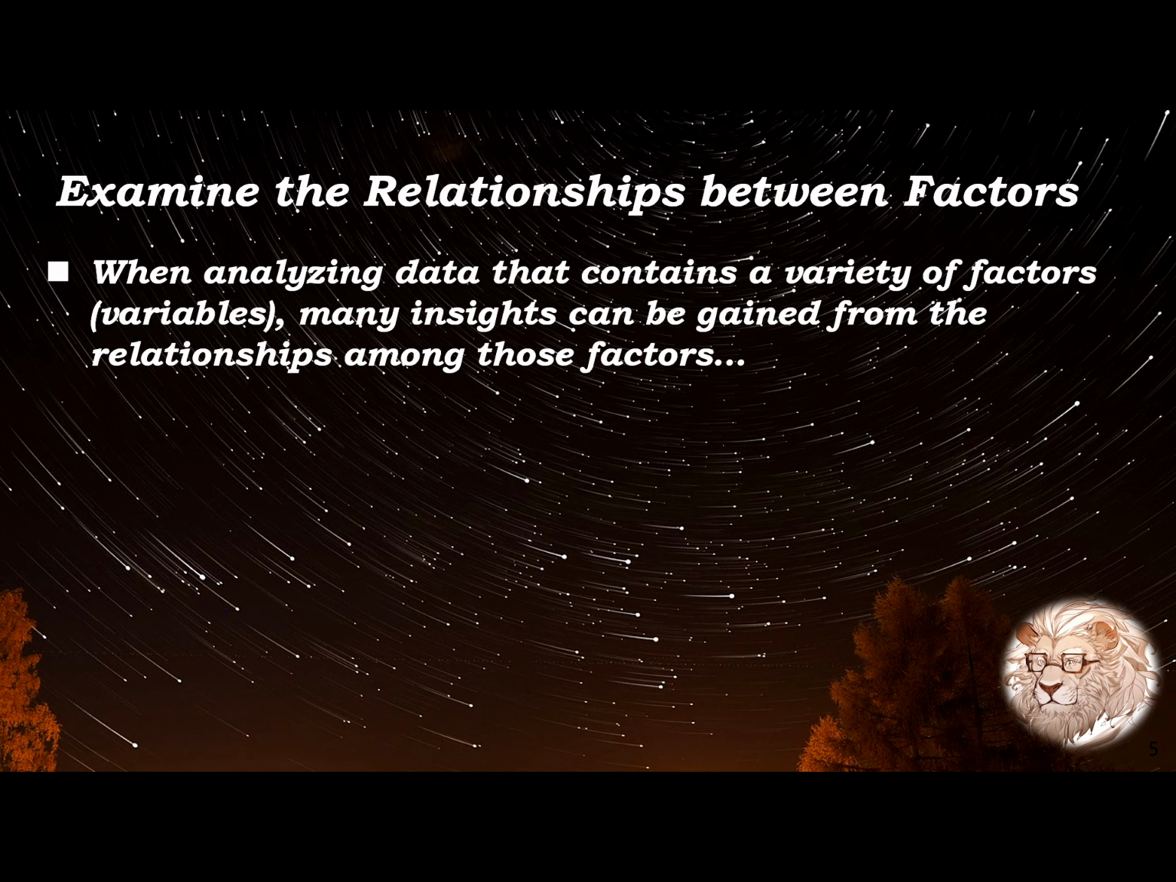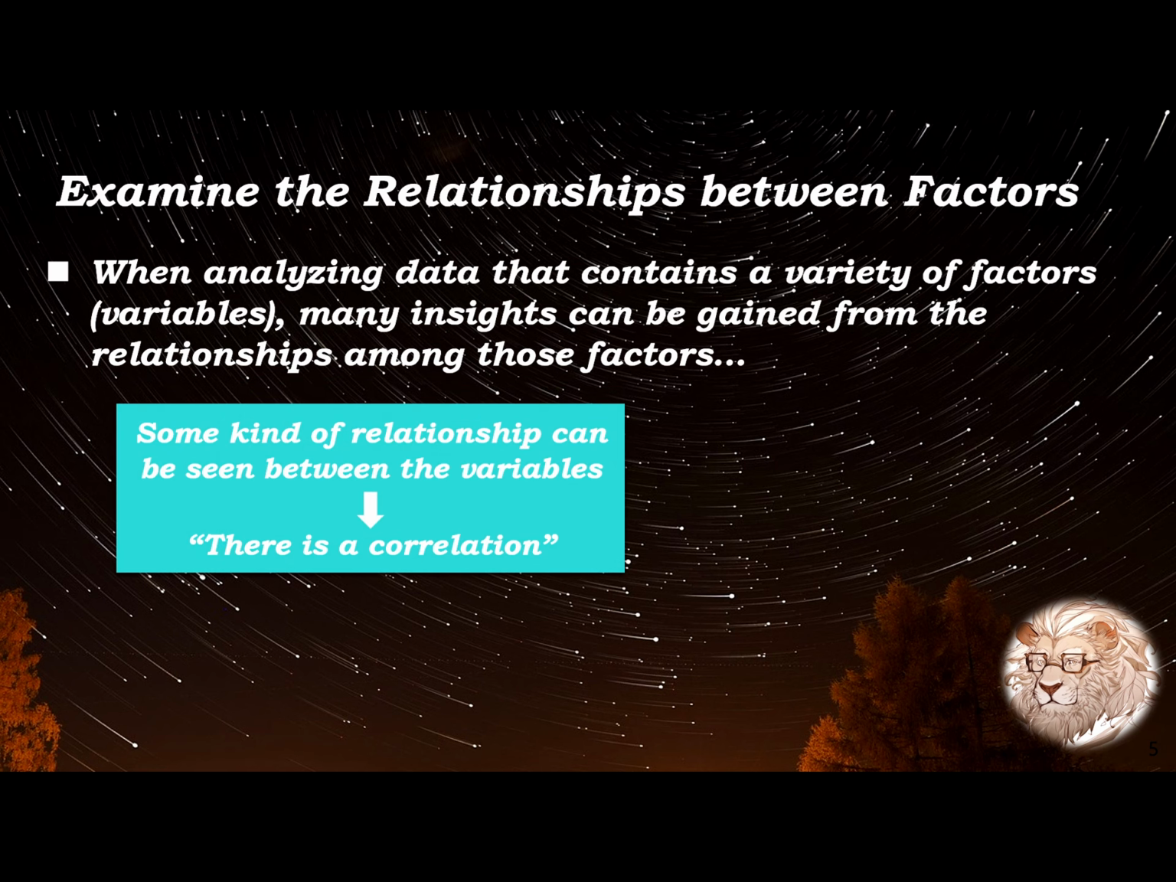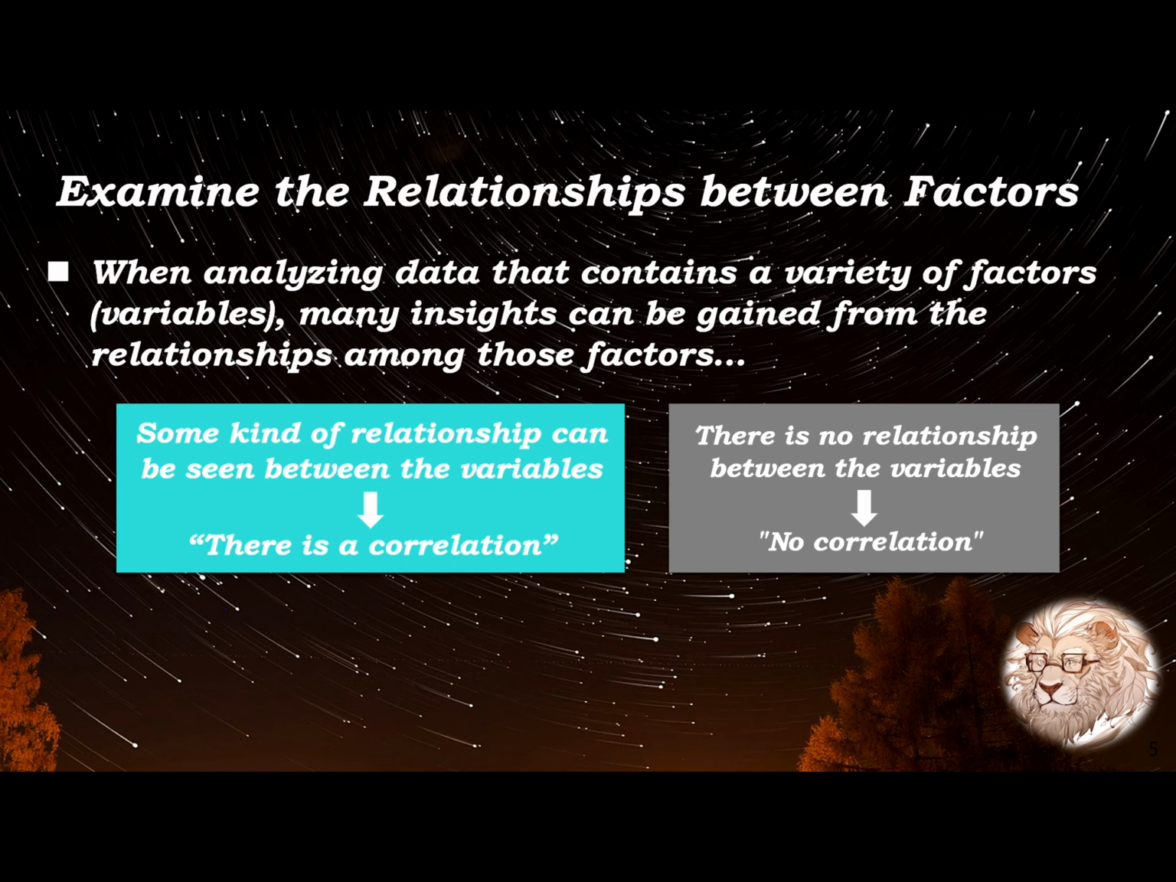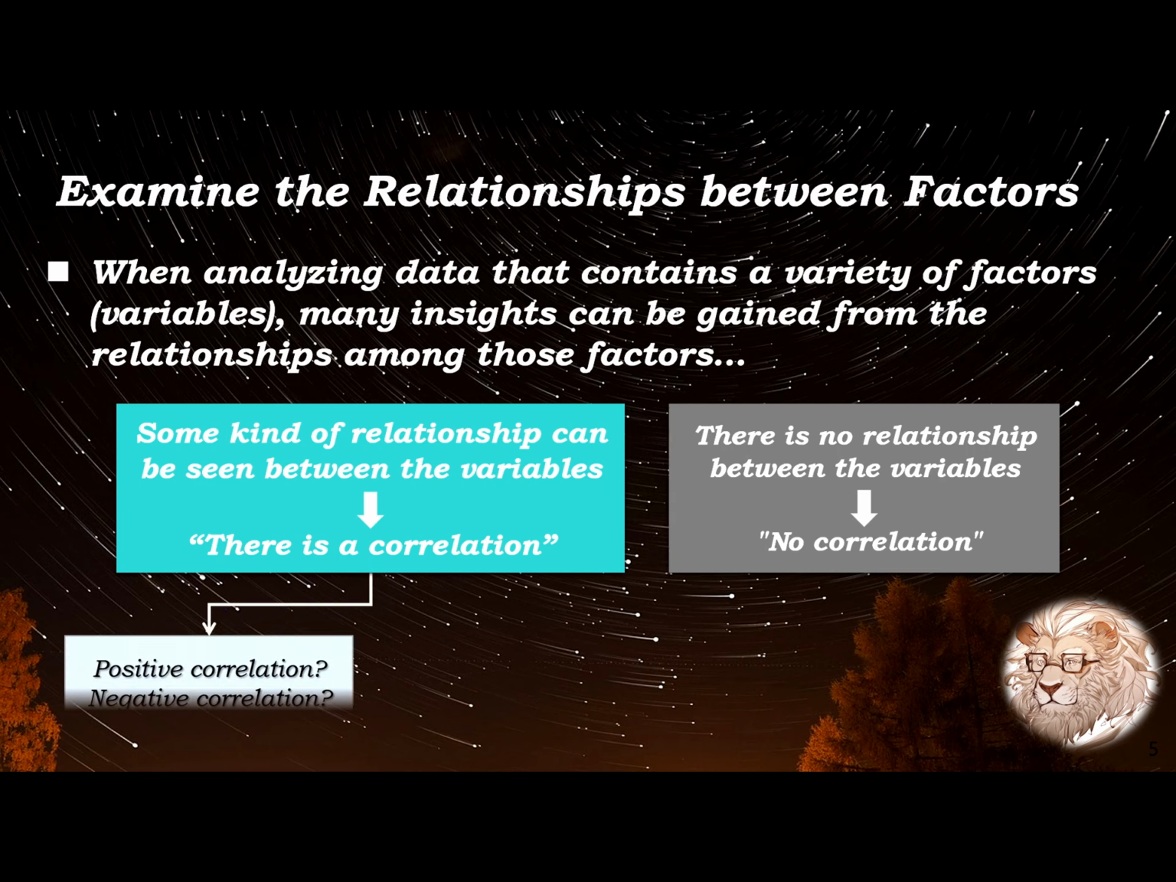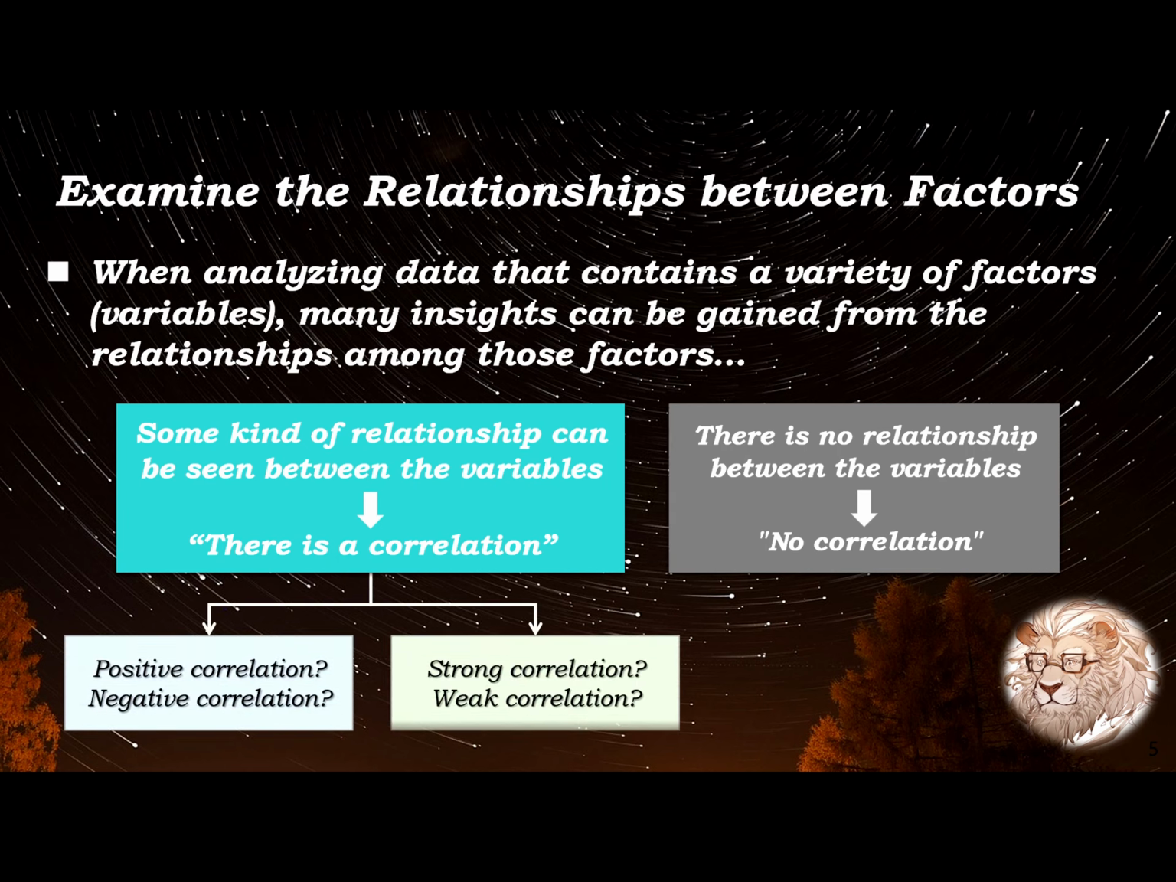The basic principles of correlation coefficient are: if some relationship can be seen between the variables, it is considered that there is a correlation. If not, it is determined that there is no correlation. Then, in the case of there is a correlation, you must address two issues. Is that a positive or negative correlation? And is that a strong or weak correlation?